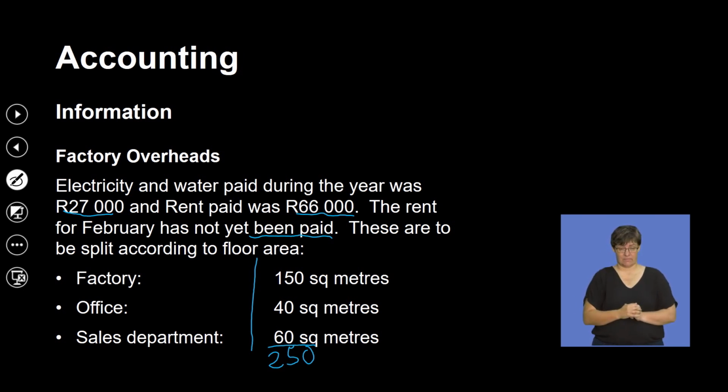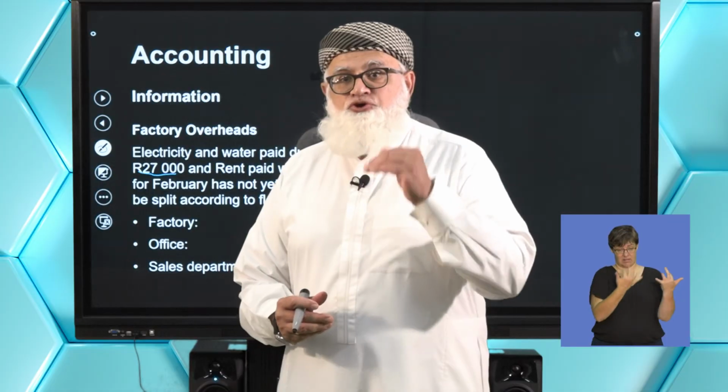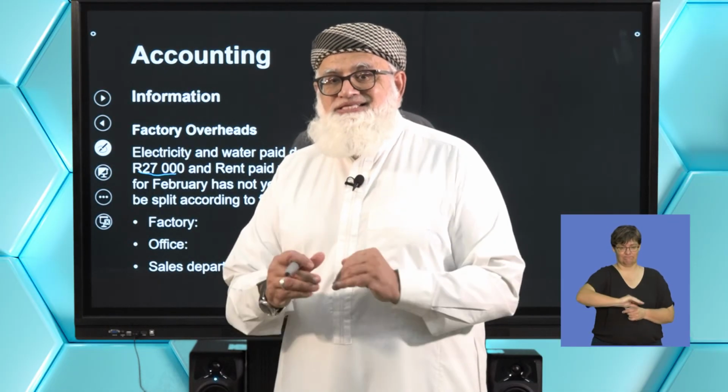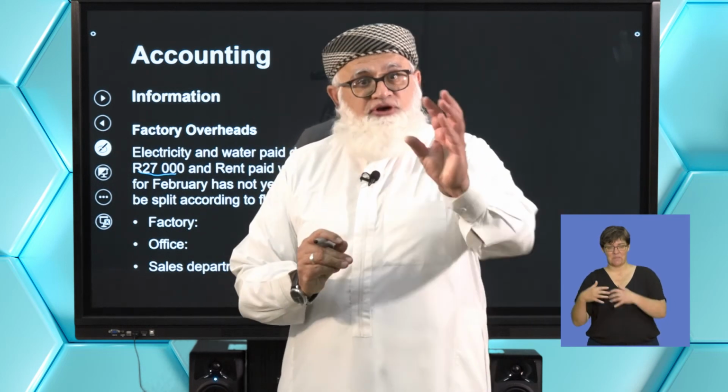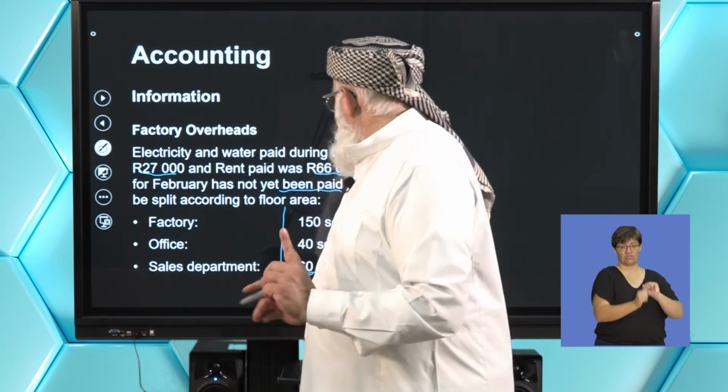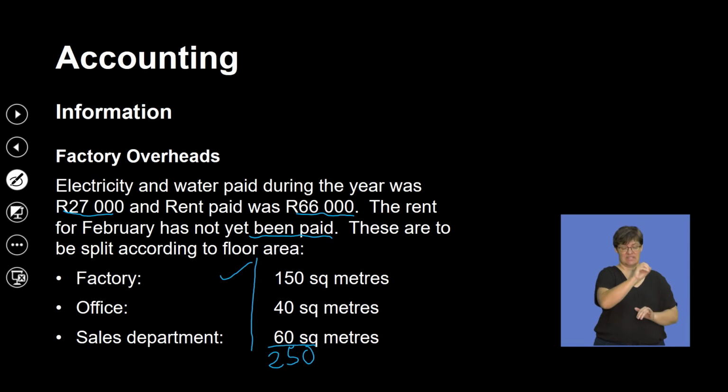Now, you take your calculation and you apportion the cost in terms of what each area is made up of. For example, the factory occupies 150 square meters of a total of 250. Very important. Your office occupies 40 of a total of 250. And your sales department occupies 60 of the 250.